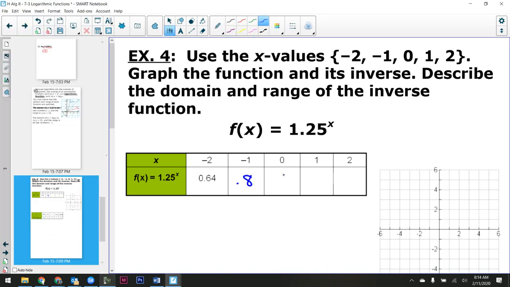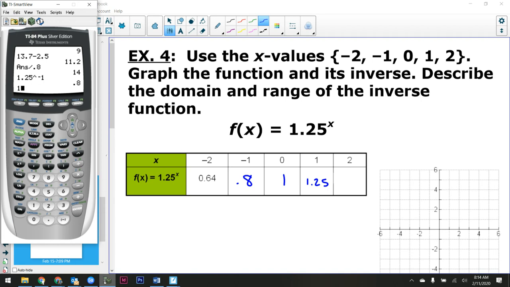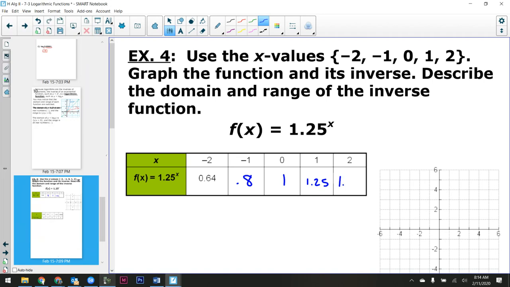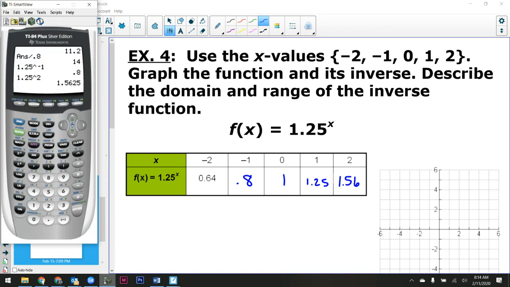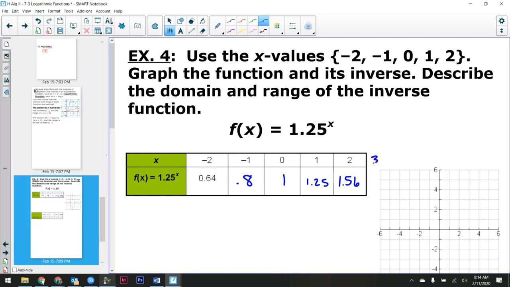To the 0 would be 1. To the first power would be 1.25. And 1.25 to the second power gives us 1.56. Okay. Let's do to the third power. 1.95. Man, it doesn't grow very fast, does it? Whatever. Okay.